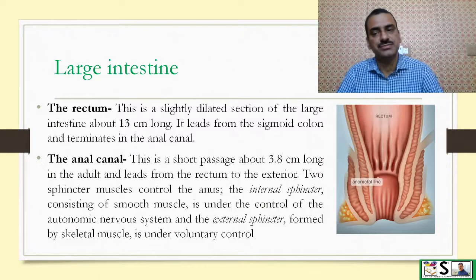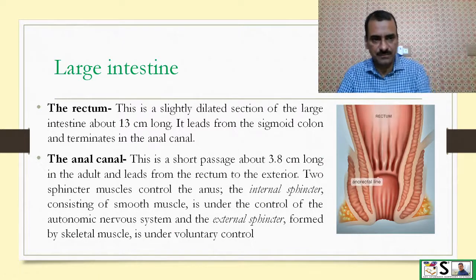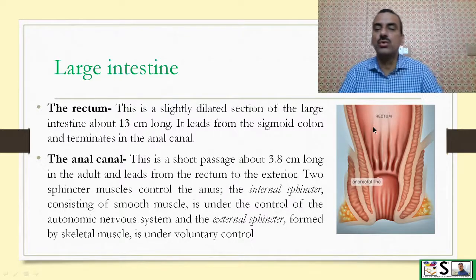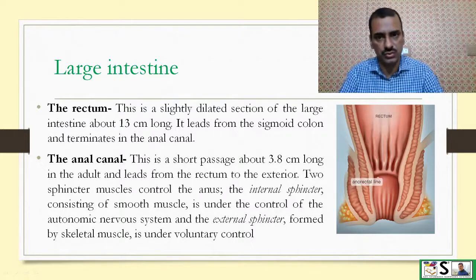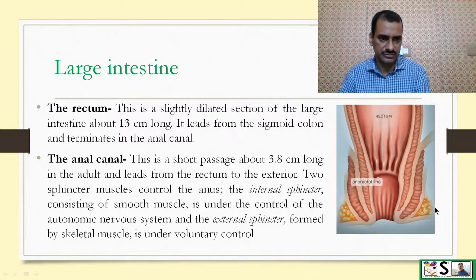Now the rectum. This is a slightly dilated section of the large intestine. Here this is rectum. It is about 13 centimeter long. It leads from the sigmoid colon and terminates in the anal canal. This is anal canal.